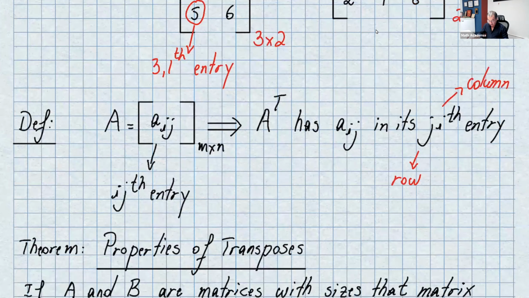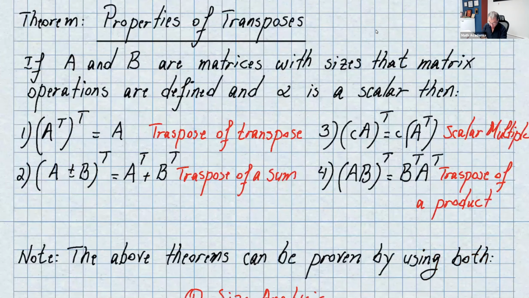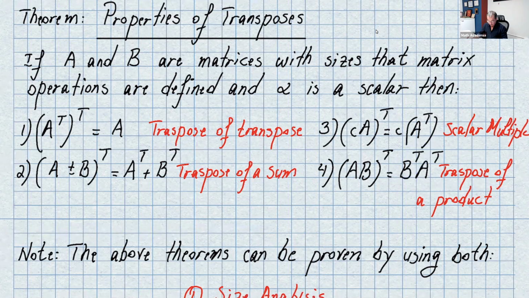Now the transpose has some properties. The first property: A transpose, transpose is just A. That's called the transpose of a transpose. A plus or minus B, transpose, is A transpose plus or minus B transpose. This is the transpose of a sum. cA transpose is the same thing as c times A transpose. That's the scalar multiple. And AB transpose is B transpose times A transpose. Notice B comes first, so it's not A transpose times B transpose, it's B transpose times A transpose. This is the transpose of a product.